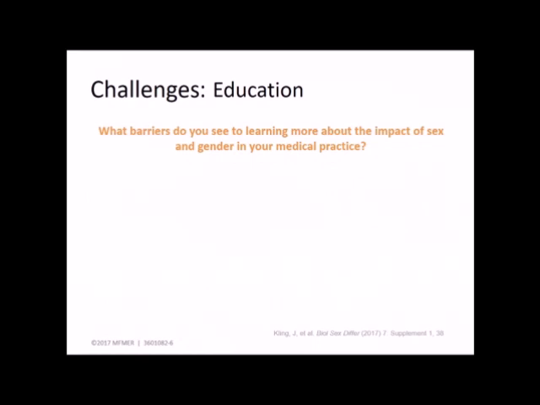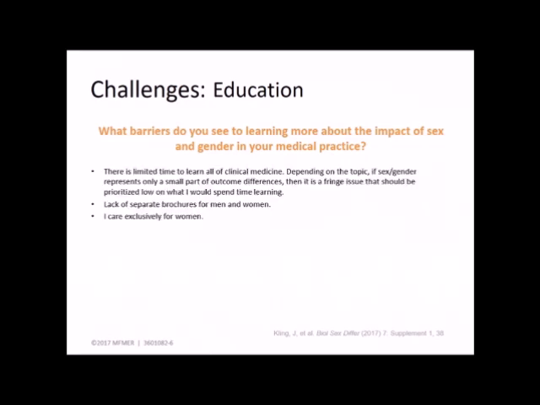Okay, so we asked people to write in their responses: what are the barriers for you to learn these concepts? I think once we identify the barriers, we can overcome them to really make sure our students carry this material forward. So I've divided this into three classes: education, fear, and bias. The first one is education, and, as we mentioned before, there's limited time to learn everything. Depending on the topic, it's only a small outcome. We don't really need to care. Who cares about it? It's a fringe issue.